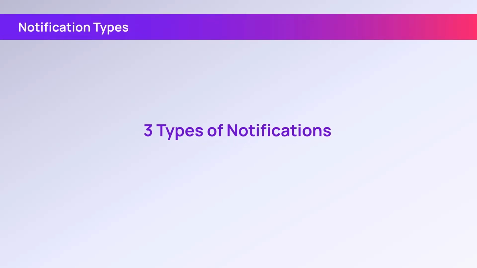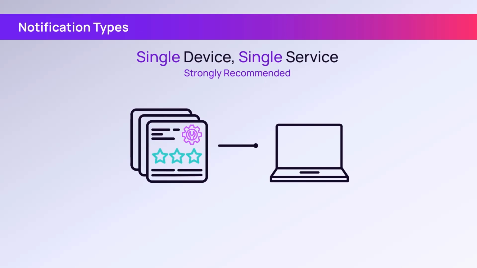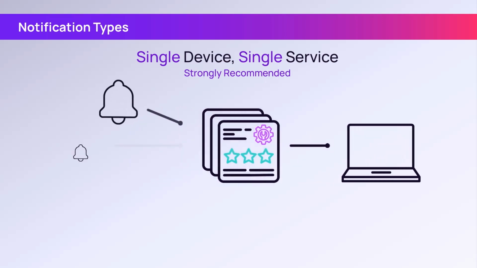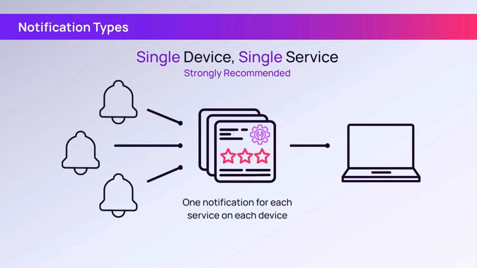There are three types of notifications. Single device, single service notifications. This is the recommended notification type. Enable N-Central generates a notification for each service on each device, regardless of any notifications currently active. Use this option unless you need to suppress multiple tickets on a device.